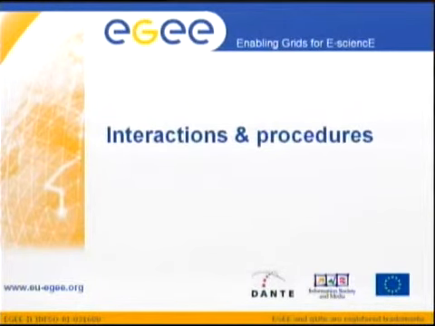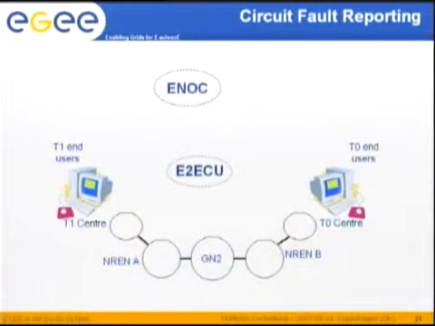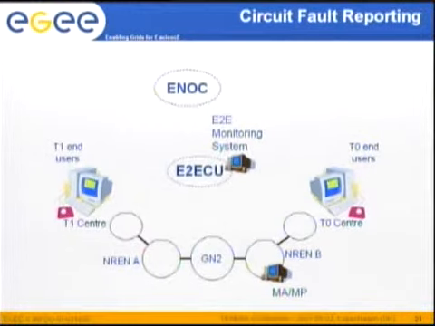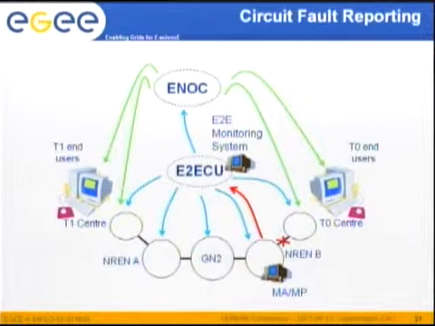Now, going to the interaction and procedures of these two entities. It has been more or less touched in the previous slides. I will just now summarize. So you have the end-to-end monitoring system, so you have the measurement archive and the measurement points that are deployed in the various networking domains that are providing a slice of the point-to-point circuits. If something breaks, the monitoring system will provide this information to the N2NCU via the monitoring systems. Then the N2NCU will propagate this information to the various NOCs and to the project NOC, and then the project NOC will go back to the sites and the end users to warn about the impact on the services.